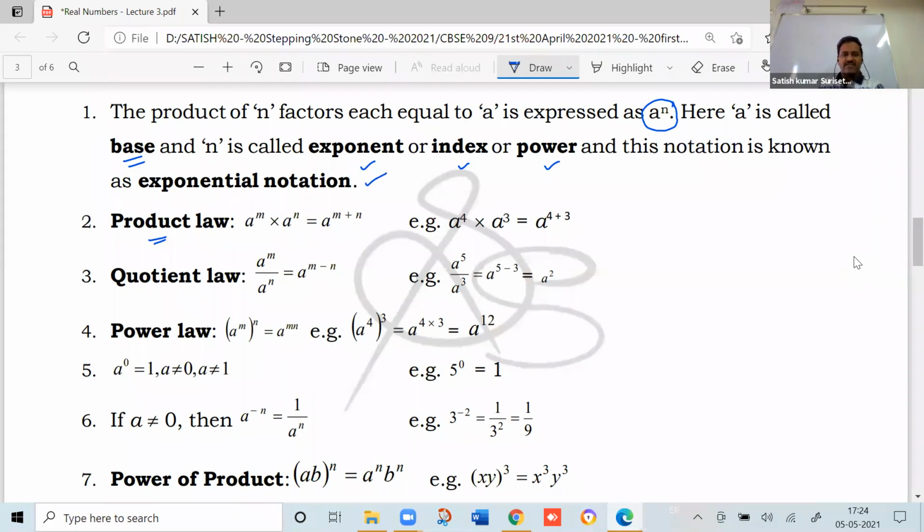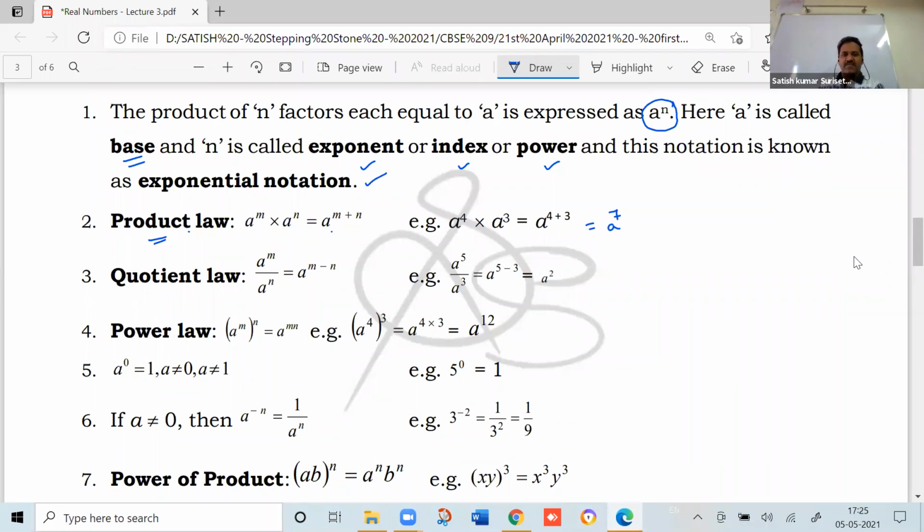Now, properties which you know already, we have studied them in the last year itself. Product law: a to the power of m into a to the power of n equals a to the power of m plus n. That is, whenever the bases are the same, you have to add the exponents. Example, a to the power of 4 into a to the power of 3 will be a to the power of 4 plus 3, which is the same as a to the power of 7. Next, quotient law.